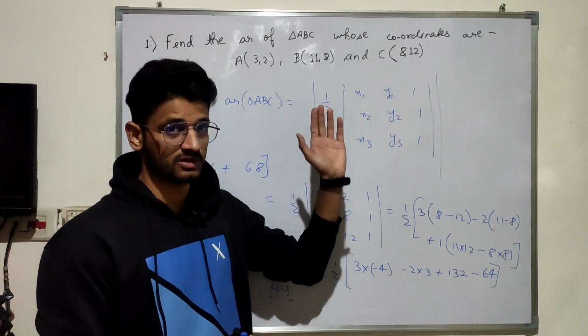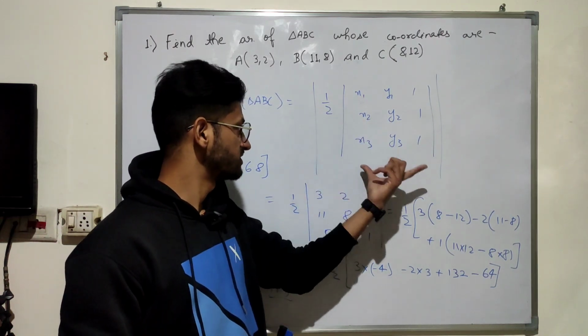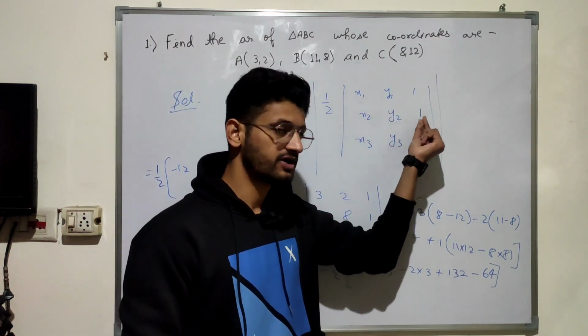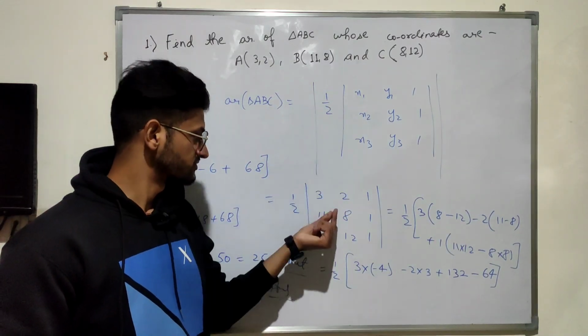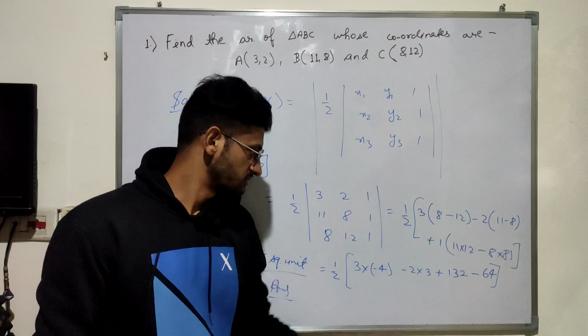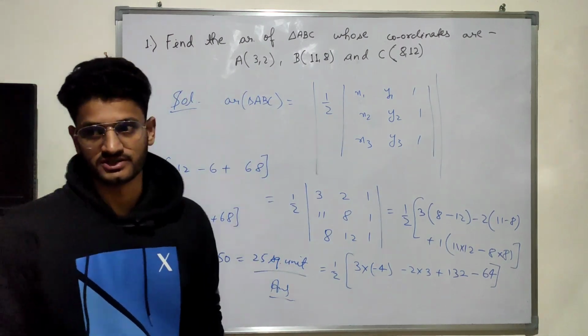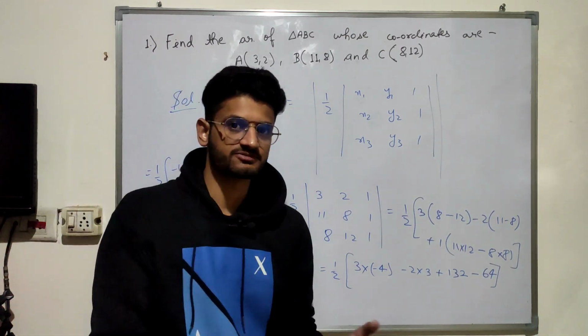Whenever we know the coordinates of the triangle, we have half of the determinant of x1 y1 1, x2 y2 1, x3 y3 1. We have applied the formula. We have put in the values which were given. So just solve the determinant. We got the answer 25 square units. So moving towards the next problem.